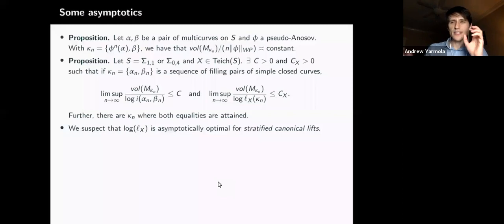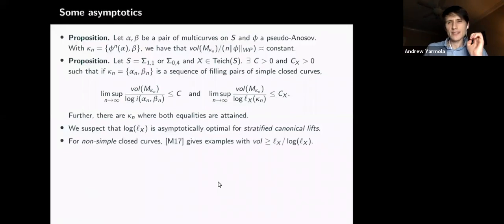It sets up a dichotomy, because for non-simple closed curves this is not true. If we look at non-simple curves, kappa, and their canonical lifts, Andres has given some examples where the volume grows like length x over log x, so faster than this. So there's a transition from simple multicurves to filling collections of simple multicurves to filling closed curves, period. Something different happens when you have a closed curve that has self-intersection.